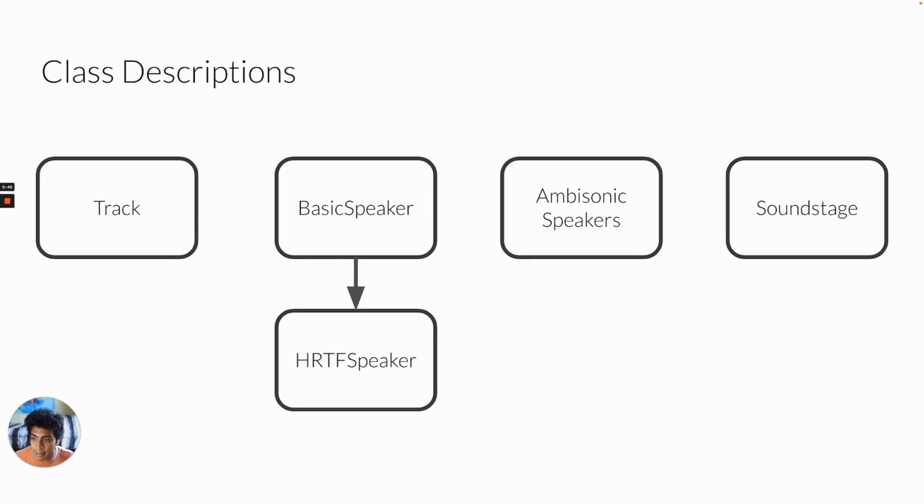These are the classes that I ended up coming up with. For example, a track is a song. The HRTF speaker uses the head-related transfer function response for localization and inherits from a basic speaker. And finally, we have ambisonic speakers and also a soundstage where you can put all these different speakers and see what it looks like and try different audios.